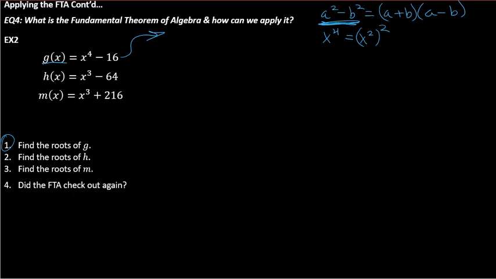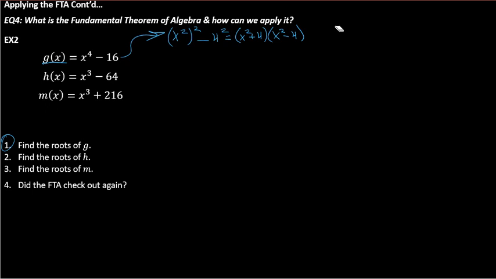So I'm going to go ahead and rewrite that. So that's x squared squared minus 16 is equal to 4 squared, right? And then I can rewrite that into this over here. So that would simply be x squared plus 4 and x squared minus 4. Okay? Now, if we want to find the roots, we need the linear factors. These are not linear factors. These are quadratic factors. So we can factor this even further, right?